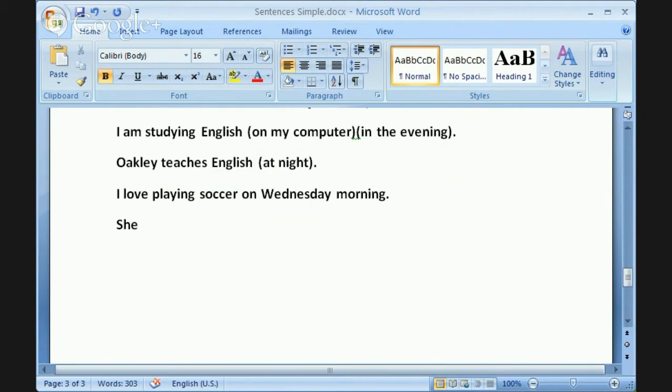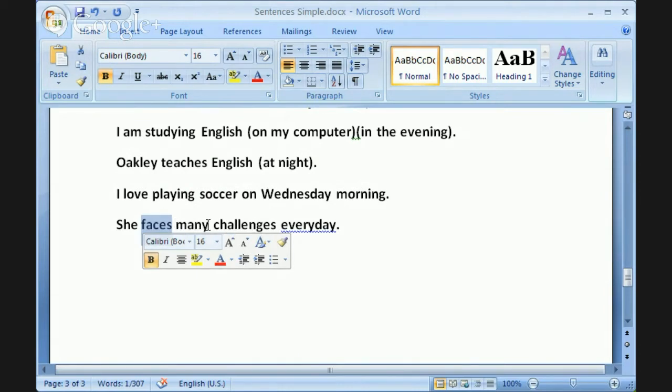Okay. She faces. Faces. Oh, okay. She faces many challenges. Every day. Okay, all right. She is the subject, faces is used as the verb, many is a quantifier, and challenges is the noun. Every day is not used as an adverb here. Very good. Subject, verb, object. Excellent.